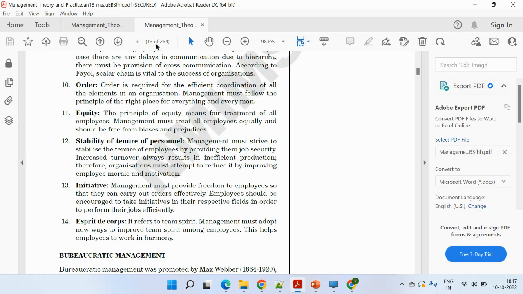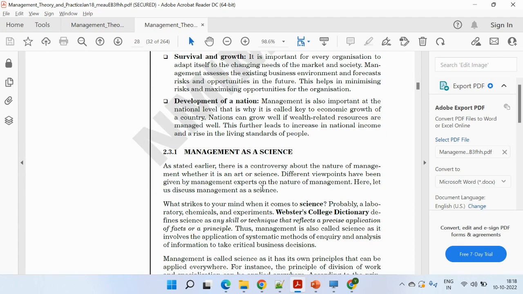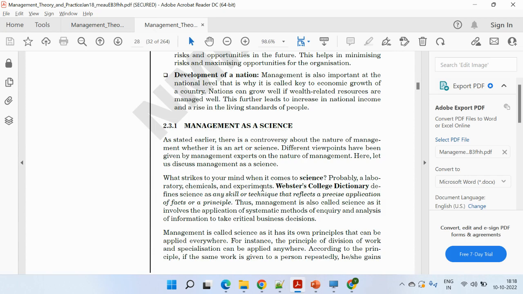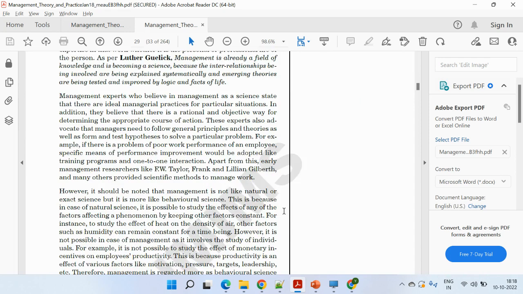So referring to page number 28. Firstly, it's mentioned that management is a science. You can explain, referring to this, that science is basically any skill or technique that reflects a precise application of the fact. In a similar way, management is doing the same thing. So we can say management is a science.